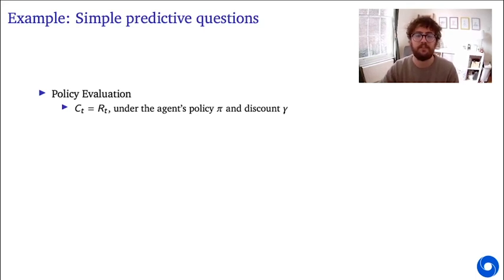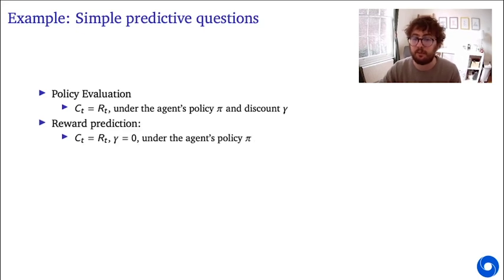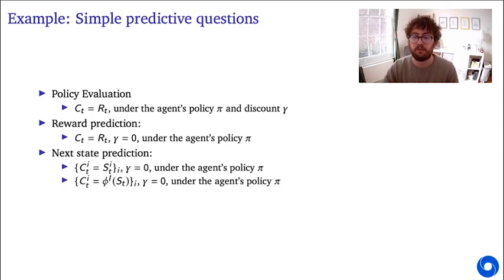But if instead, for instance, the cumulant is still the main task reward, and we still predict it under the agent policy, but with a discount of 0, then this becomes an immediate reward prediction problem. And we are not forced to have only one prediction, so we could have n cumulants, each corresponding, for instance, to one of the state variables or one of the features. If we predict these under the agent policy with a discount of 0, then this becomes a next state prediction problem. And of course, we can go on and on.